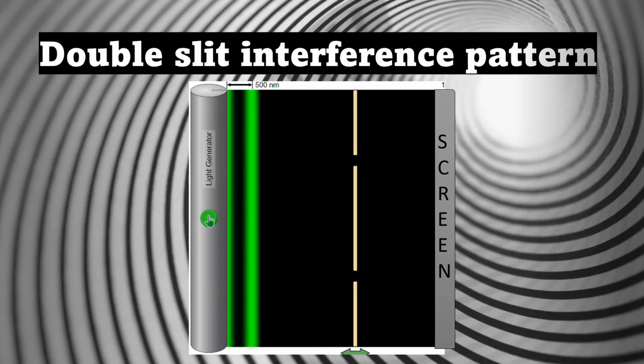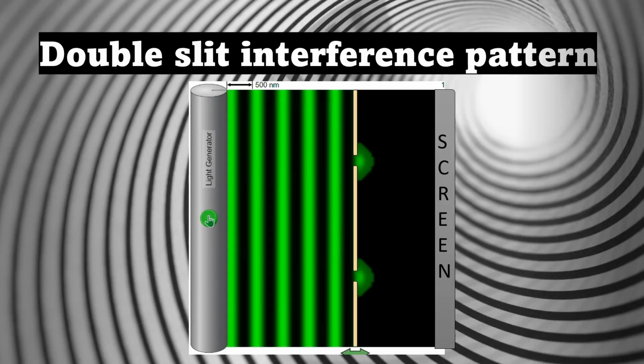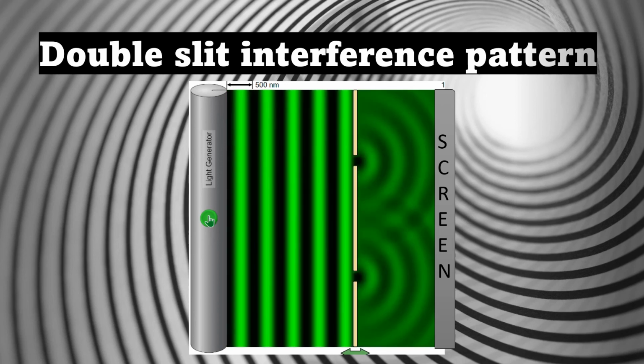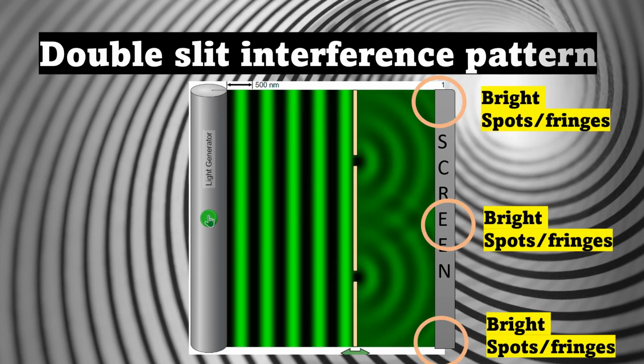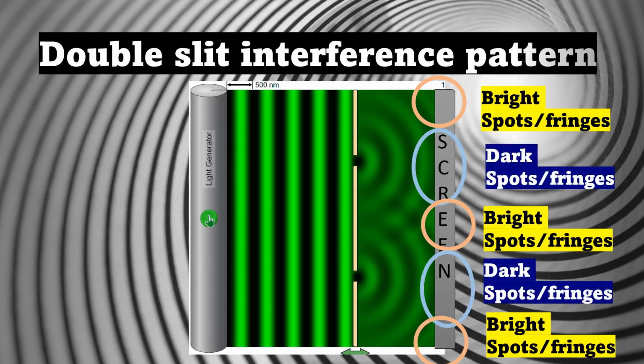To understand the double-slit interference pattern, we consider how two waves travel from the slits to the screen. When waves, such as light waves, pass through the double slits, they diffract and spread out. These diffracted waves then interfere with each other when they reach a screen placed behind the slits. So you can see the bright and dark spots projected on the screen. These are the bright spots and these are the dark spots, also called bright fringes and dark fringes.